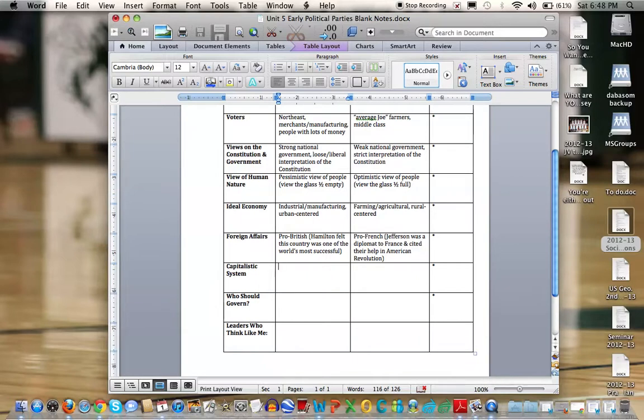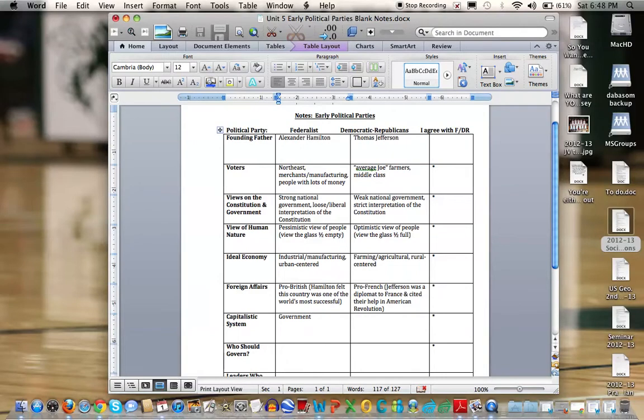The capitalistic system. In other words, what should the government do? The Federalist Party believed that governmental aid to businesses was a good idea. In other words, trying to basically help people if they need it. If a business goes out, we help them get back on their feet. If a person loses their job, we try to help them find another one.